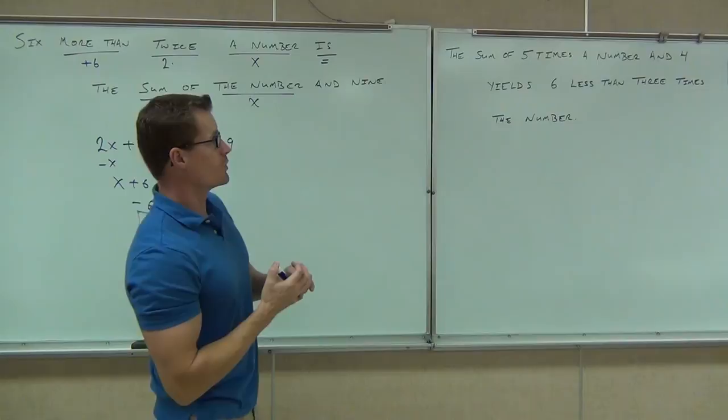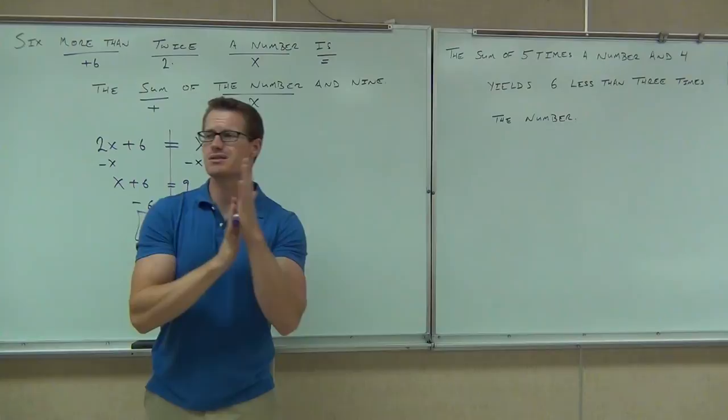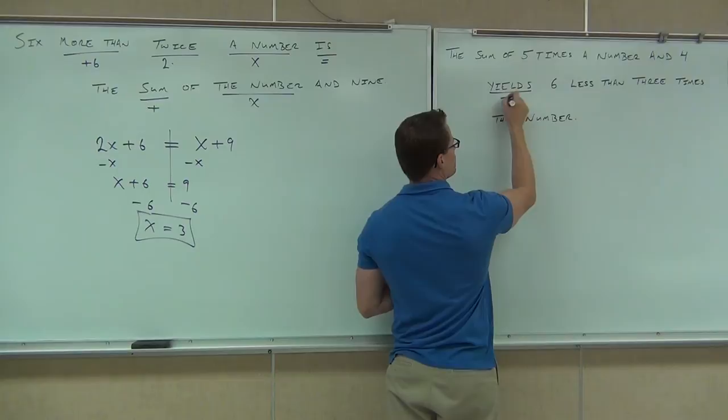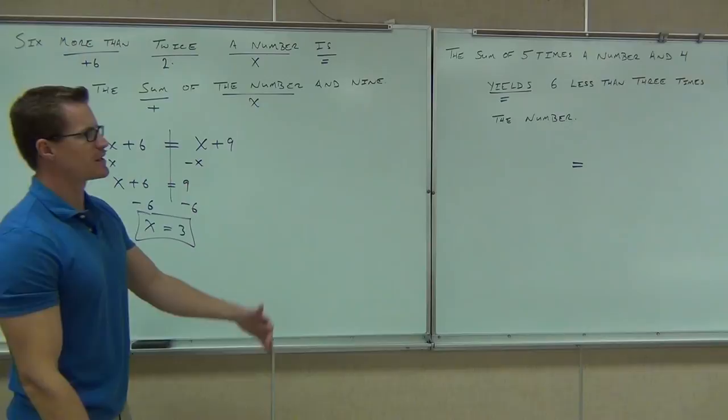Okay, let's continue. We have the sum of 5 times a number and 4 yields 6 less than 3 times a number. What is the word up here that means equals? Yields. Yeah, that was one that we don't see very often, but I want to make sure you saw that. So we have our equals: whatever comes before the yields is going on the left-hand side, after the yields goes on the right-hand side. Let's look at the before.